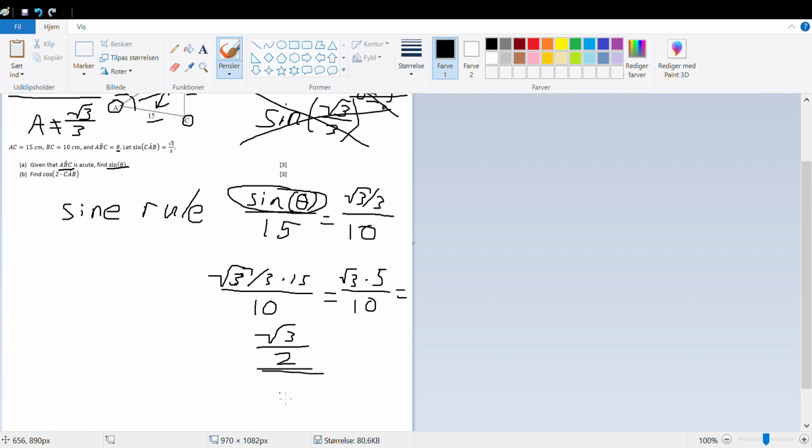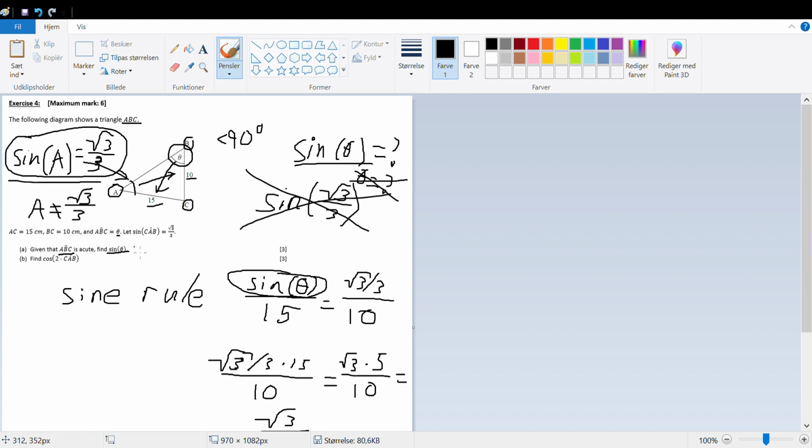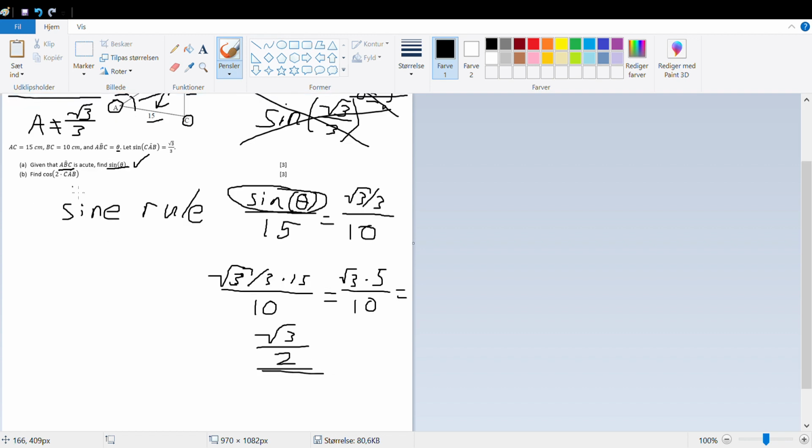And that's our answer. It is that simple. You do not need to know what the angle is. You only need to know what sine of the angle is. And once you have found it via this technique, you're done. That was question A. Okay. That's a very, very ugly check mark. There you go. So now we'll do the next one.